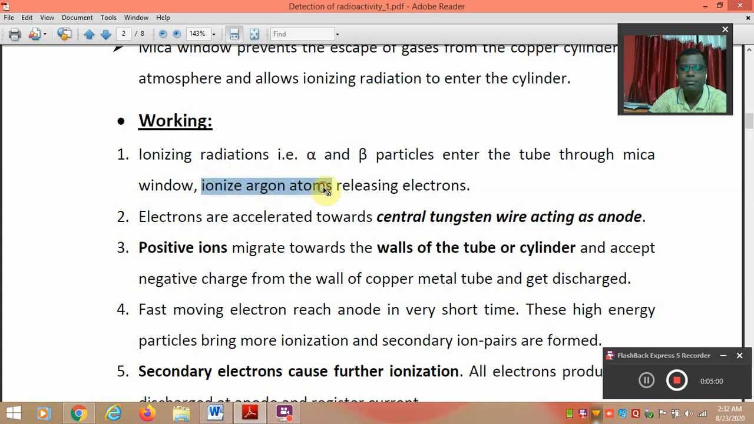These are responsible for the ionization of argon atoms which are already present in the tube of the copper cylinder, and for the formation of electrons. We can say that these are the electrons in the first ionization. So these are the primary electrons, because later on you will see that these electrons are responsible for the secondary ionization. These primary electrons are formed because of the ionizing radiations, alpha and beta, whenever they enter the tube through the mica window.